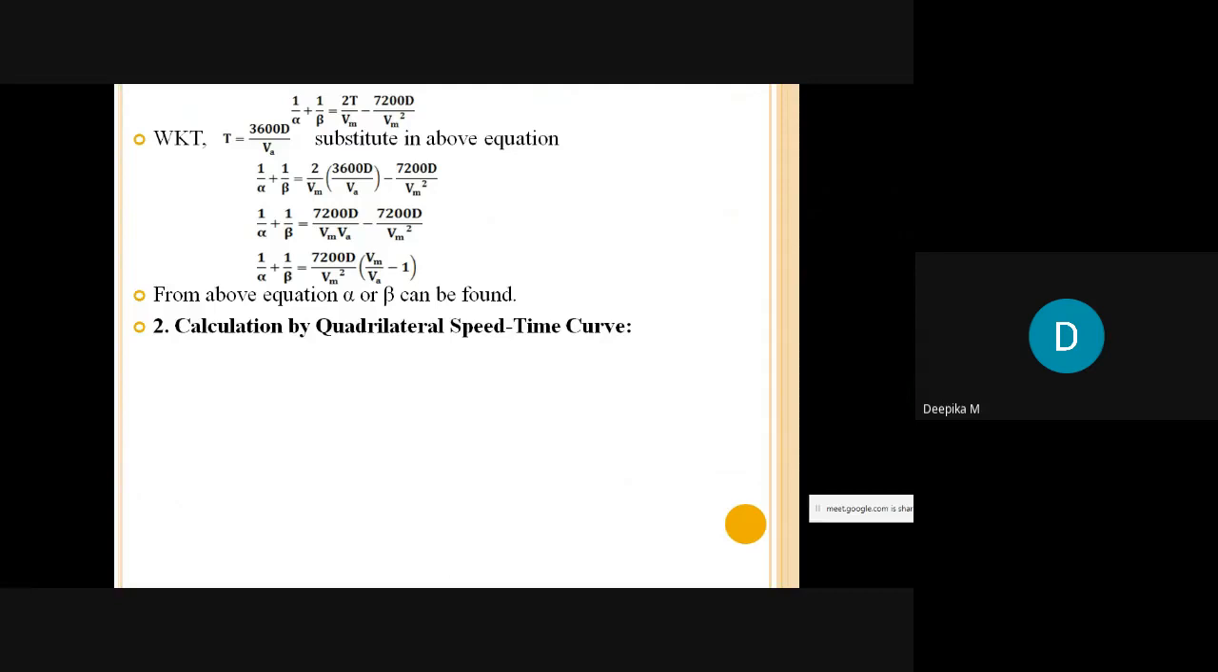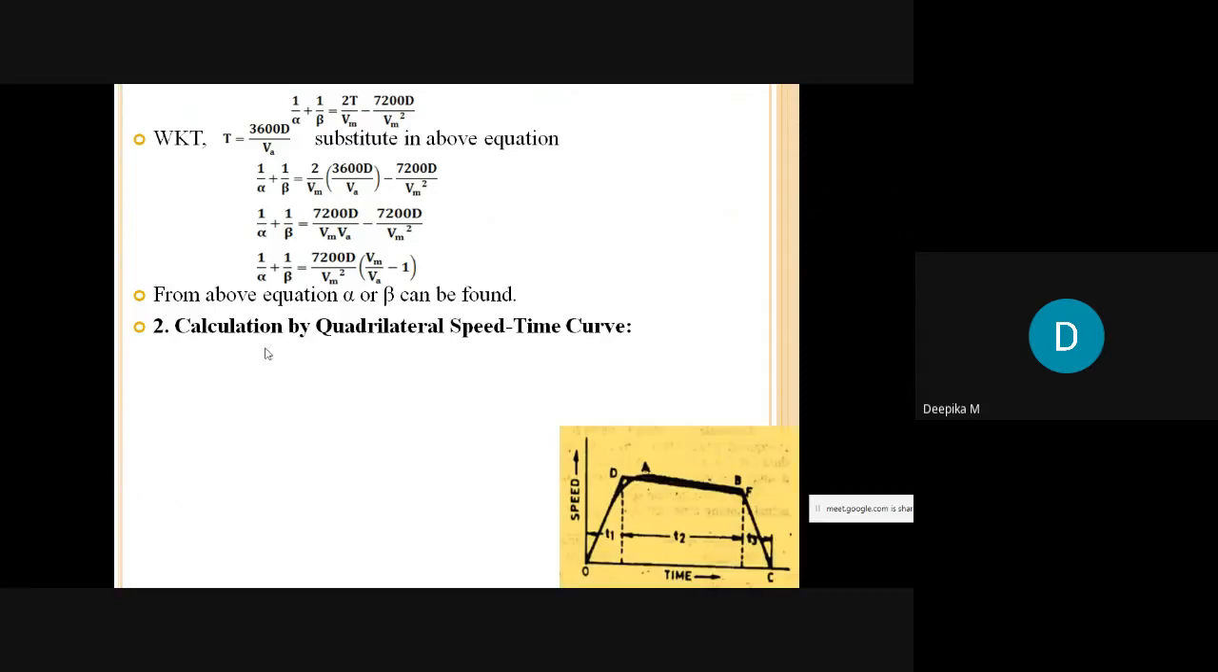So please remember that crest speed is nothing but the maximum speed. So next we have calculation by quadrilateral speed time curve. As I told you, this quadrilateral speed time curve will be used for the suburban services. Again, in the suburban services, whatever curve we get is not a proper geometrical figure. So now I am going to simplify the obtained curve into a proper geometrical curve. So you can see here, this is the quadrilateral curve for the suburban services.